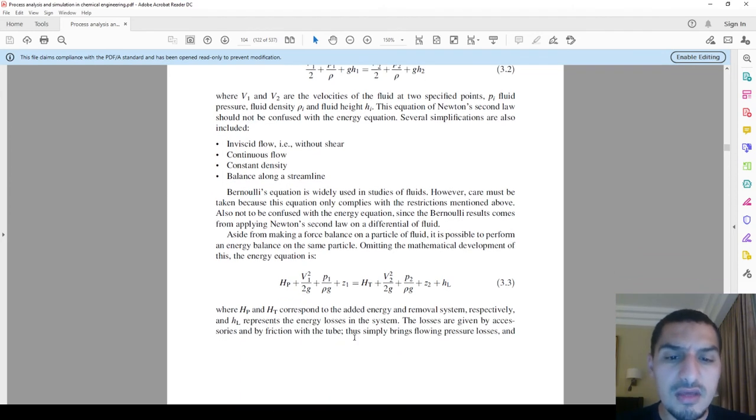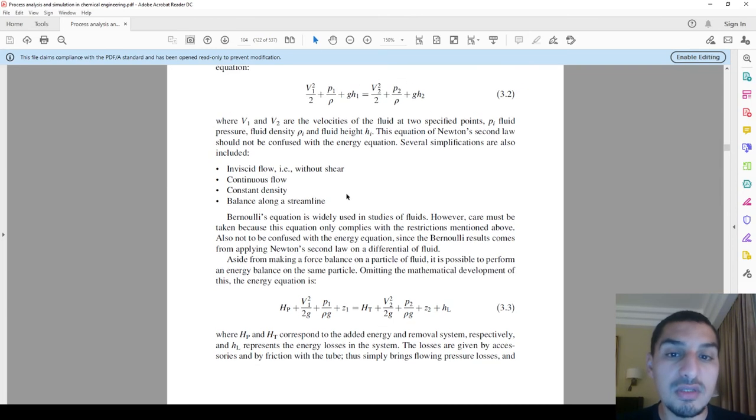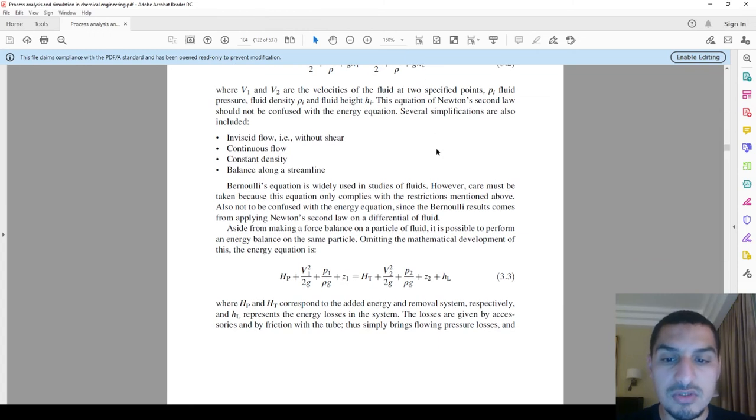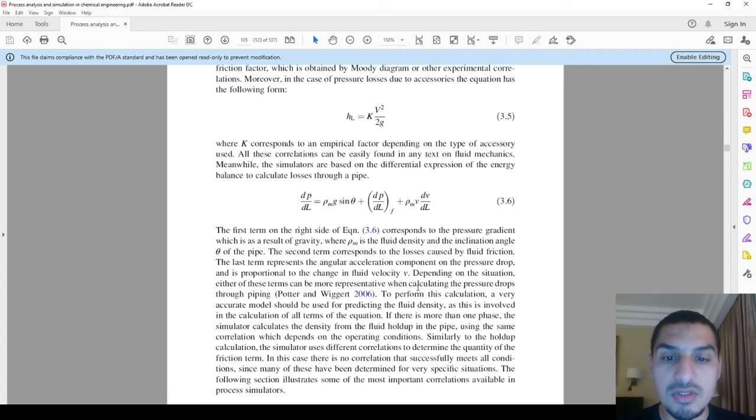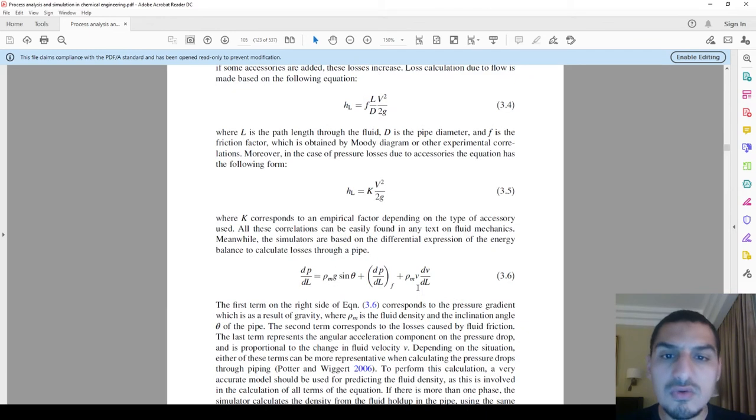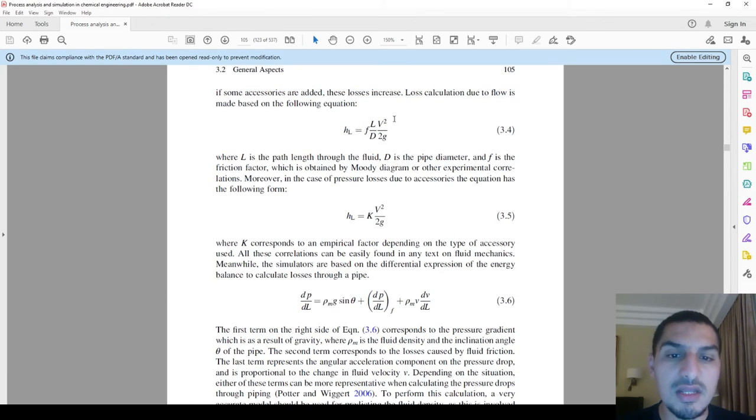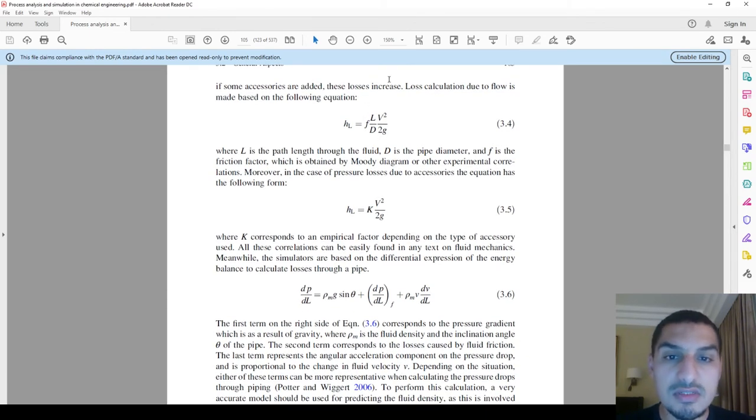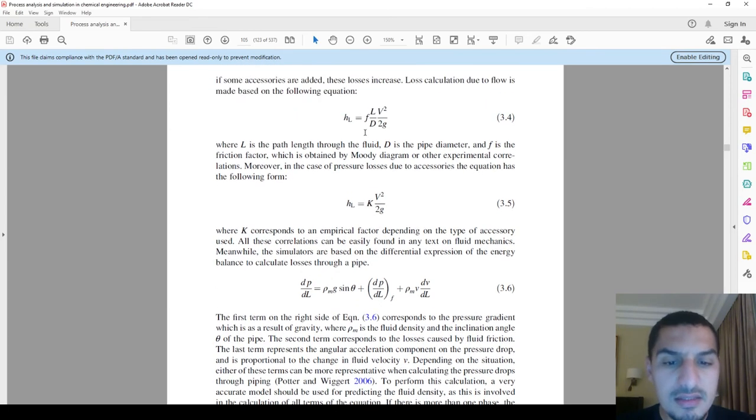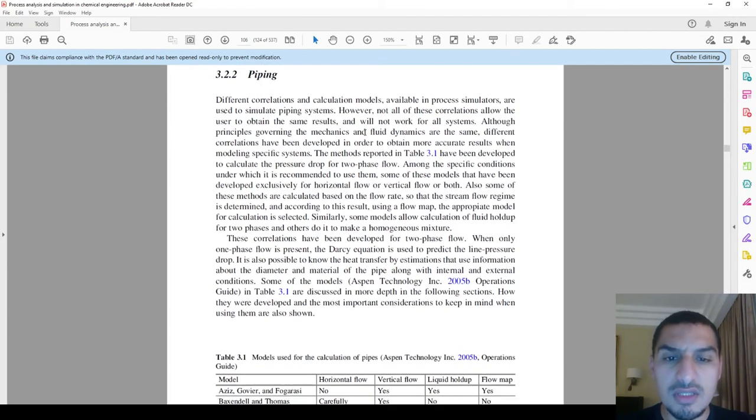Then we have this modified Bernoulli equation, which includes the terms for pumps and the terms for the minor losses, which are not included in the Bernoulli equation. Then it goes more through the minor losses and how we calculate them, and the major losses and how we calculate them. This is a function of the diameter of the pipe and the roughness, and the friction factor includes both of them. And it goes through more and more details.